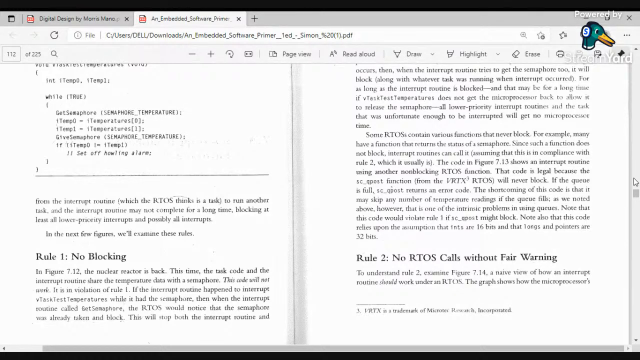There is one more question now. How complex can we expect a shared data problem? Okay, shared data problem.